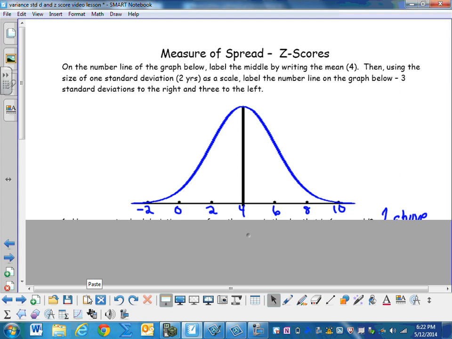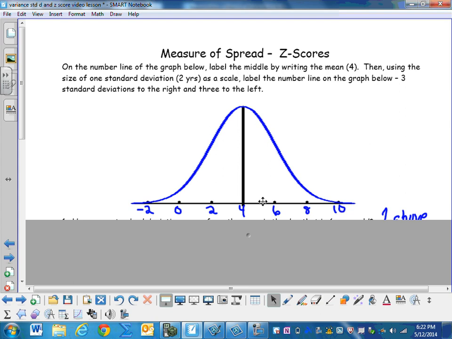On the number line of the graph below, label the middle by writing the mean of 4. Then, using the size of one standard deviation, 2 years, as a scale, label the number line on the graph below, 3 standard deviations to the right and 3 to the left. So again, this is our normally distributed data. It makes a bell-shaped curve. The central line here is our mean. In this instance, our mean is 4. Our standard deviation is 2, so we're going to represent 3 standard deviations to the right. So 4 plus 2 is 6, plus 2 is 8, plus 2 is 10.